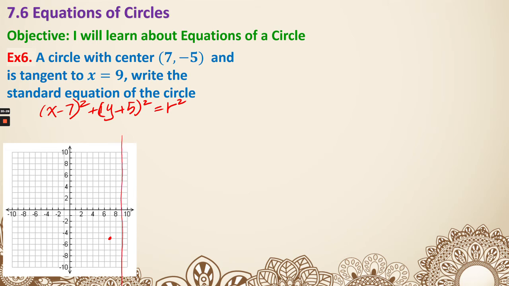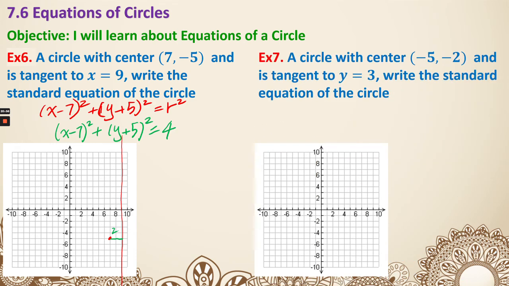Saying that line is tangent to the circle. So if a line is tangent to a circle, that means the distance from the center to the point of tangency is going to be the radius. So this is going to be the distance of the radius, which is actually 2. So my r is going to be 2. Final answer, x minus 7 squared plus y plus 5 squared equals 2 squared, which is 4. That's example 6.